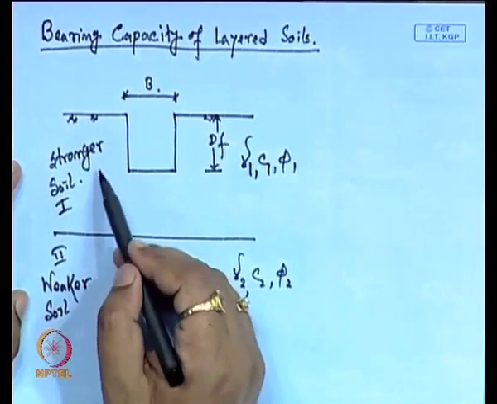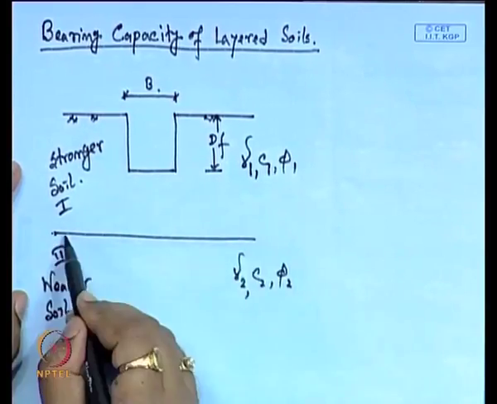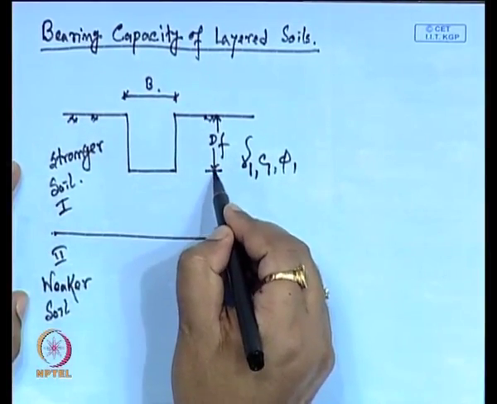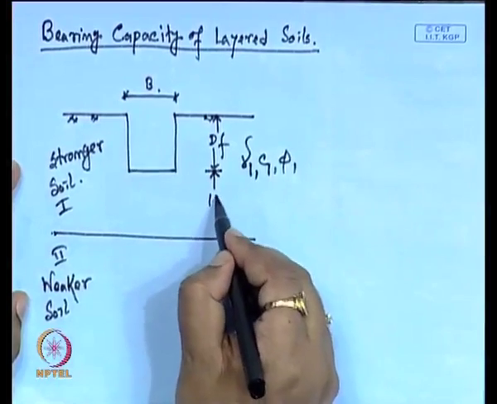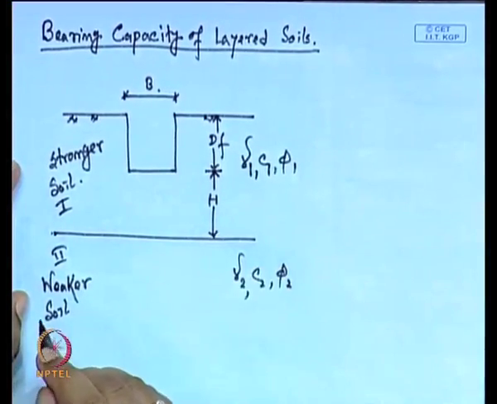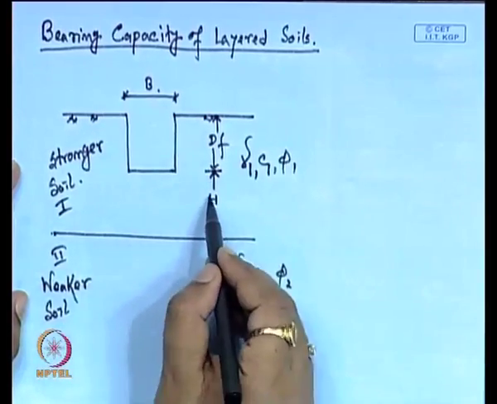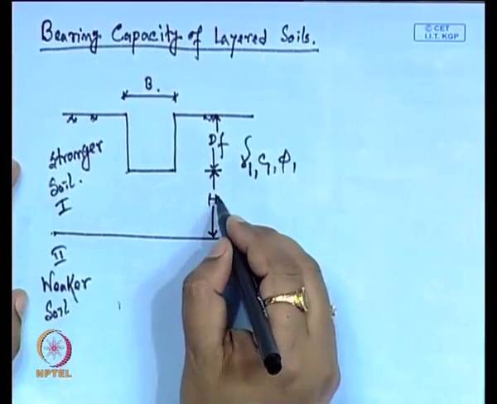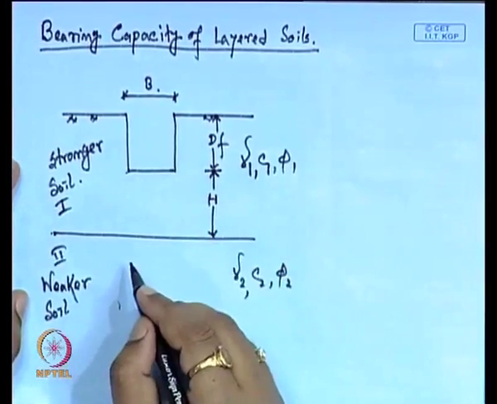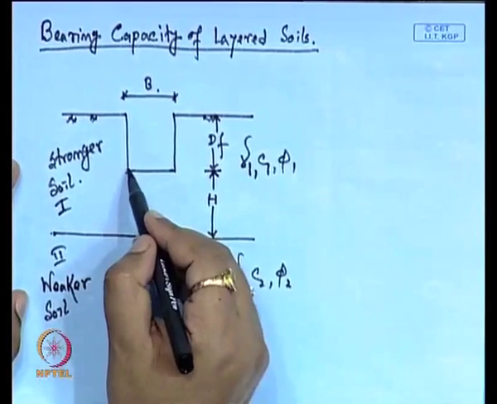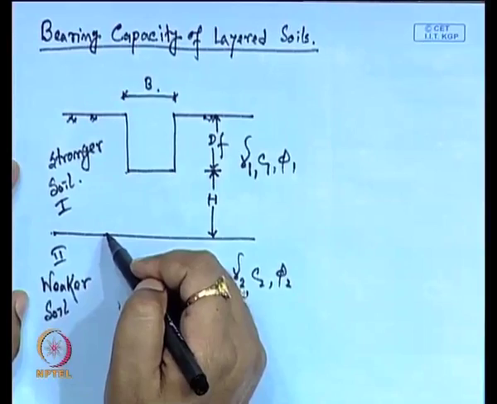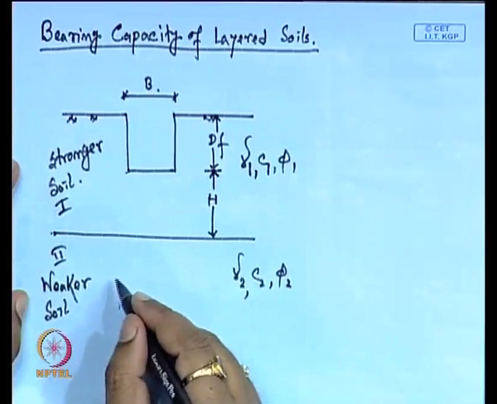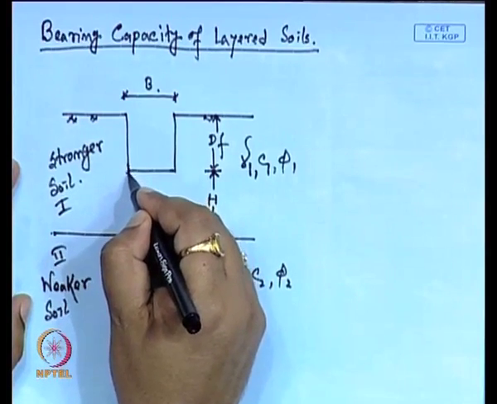Now, this is the interface, and the depth of the stronger soil from the base of the foundation is H. Up to this H depth from the base of the foundation is the stronger soil, then the weaker soil. Now, if the depth H is relatively small, then what will happen? There will be a punching type of shear failure for this stronger soil layer, and then general shear failure for the weaker soil.